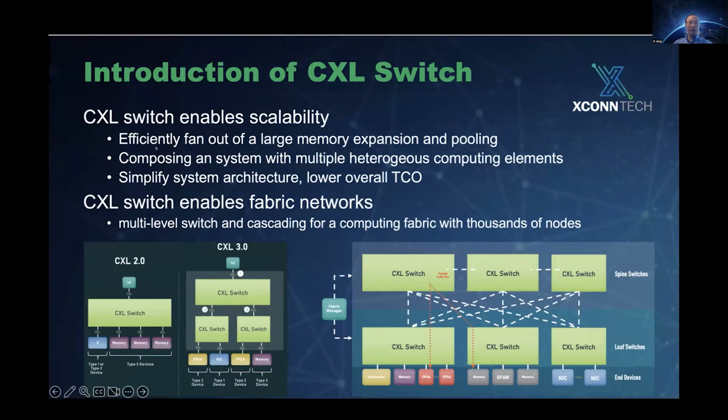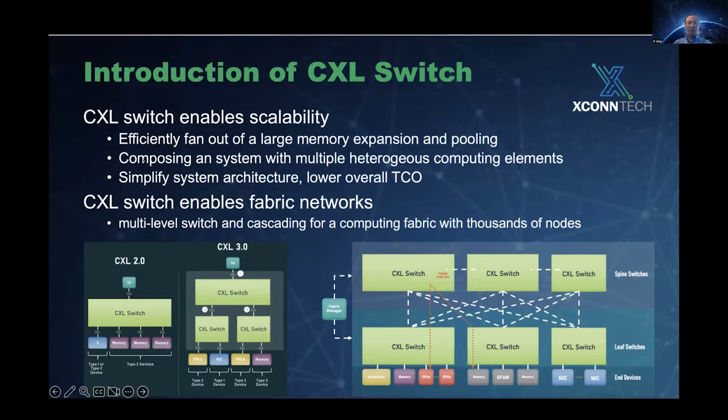So I would say the switch would fan out to large memory expansion and pooling. That's where our switch, the XConn switch, has 256 lanes and a total of 32 ports. That fan out of 32 ports can enable a system to scale to a larger computing node. That's what the scalability means.